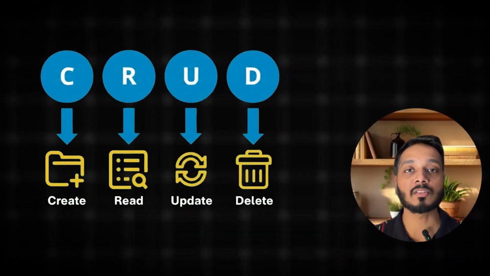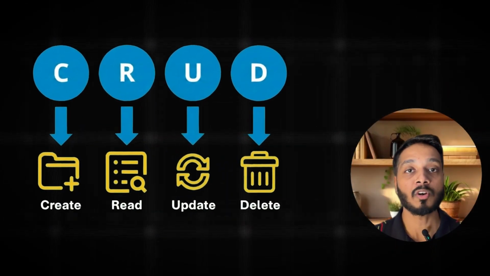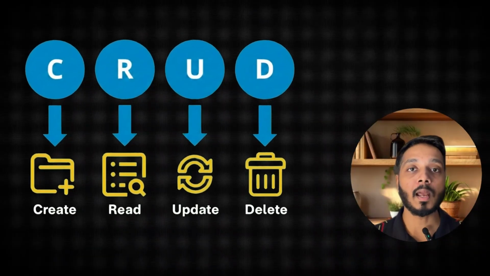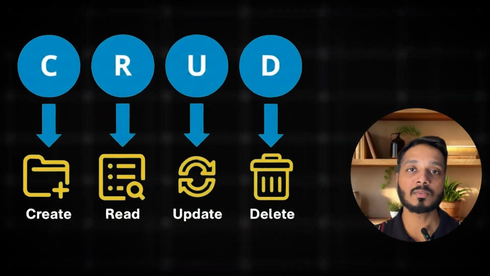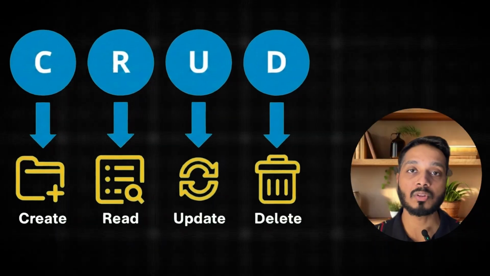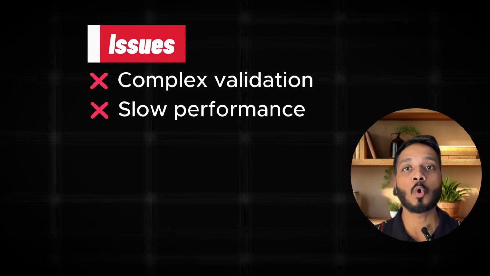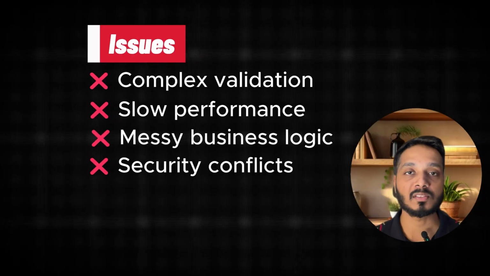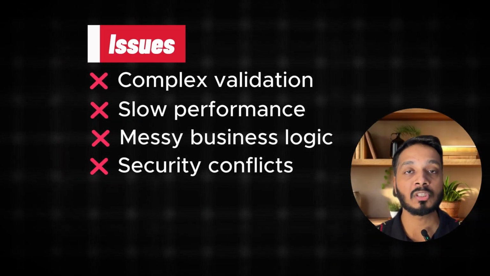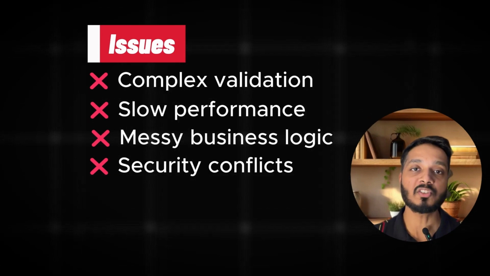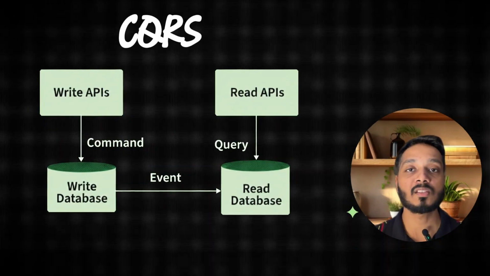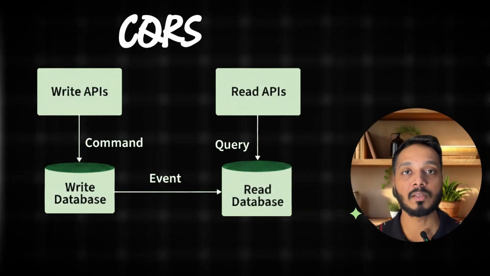So what was the problem with a traditional CRUD? Most applications use one single model for create, read, update and delete. This works fine for small apps, but as the system grows, this becomes a nightmare. There are issues like one model trying to validate orders, format the UI screen, apply security rules, handle performance. So that's too much responsibility, right? CQRS fixes this by splitting the responsibilities.